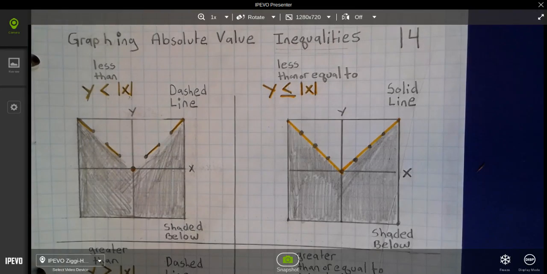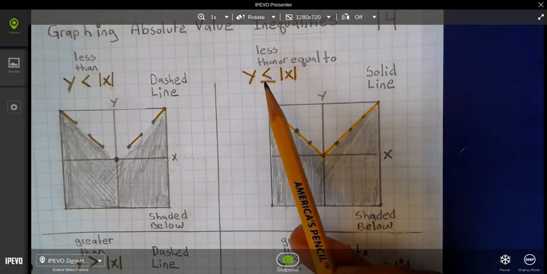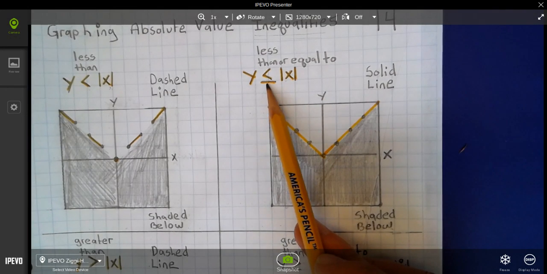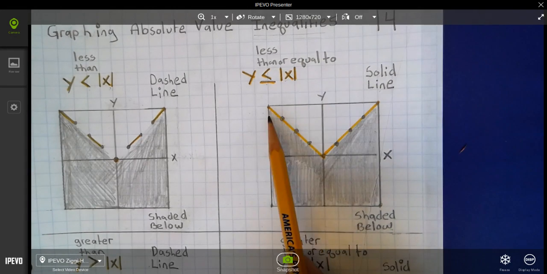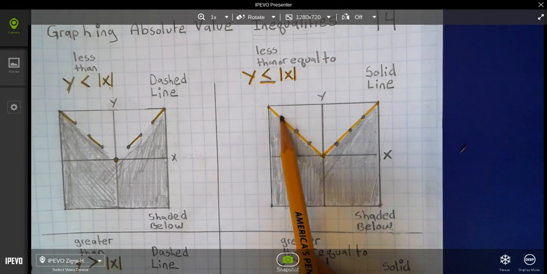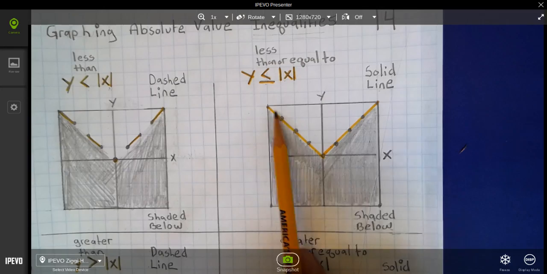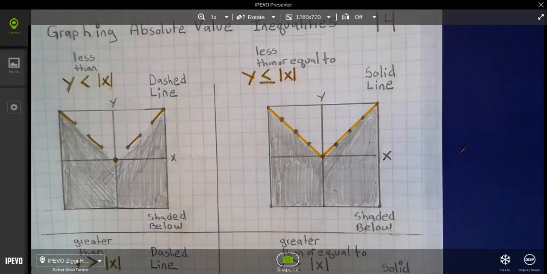All right, so now let's look at y less than or equal to the absolute value of x. Now, because there's a line underneath, it's a solid line. And since it's the absolute value of x, this is the parent function. I described how to get the points in this one, so I'm not going to do it again here. Since it's equal, again it's a solid line, and since it's less than, again it's shaded below. So again, pause the video and update this portion of the notes.